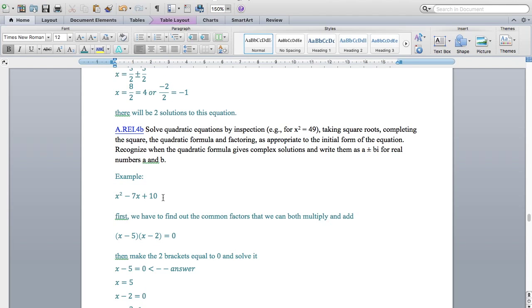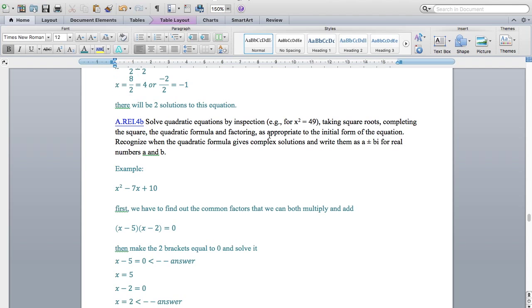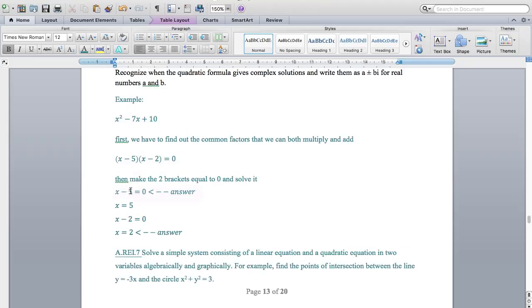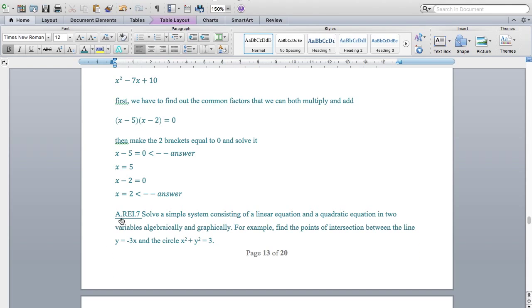And here is A-REI 4b, solve quadratic equations by inspection, taking square roots, completing the square, the quadratic formula, and factoring as appropriate to the initial form of the equation. So we have to know the knowledge of taking square roots, completing the square, quadratic formula, and factoring. So here is taking out the common factors and equal them to 0. When 5 is moved to the 0, it will turn into positive, and when negative 2 is moved to 0, it will turn to positive.